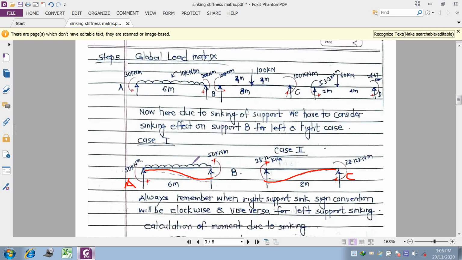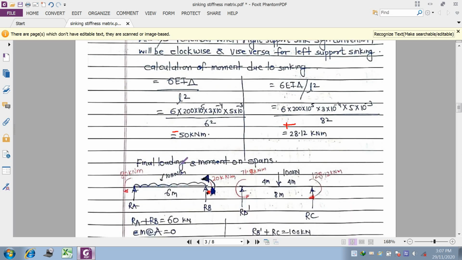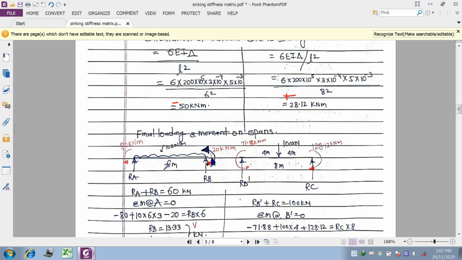Now after calculating this moment because of the sinking effect, we have to add up the previously calculated moment and the newly calculated moment, and let us see. So finding the final loading and moment on the span. Let us consider the AB span. So this is the AB span. For A, there is RA, this is the B span, and this is the C span.